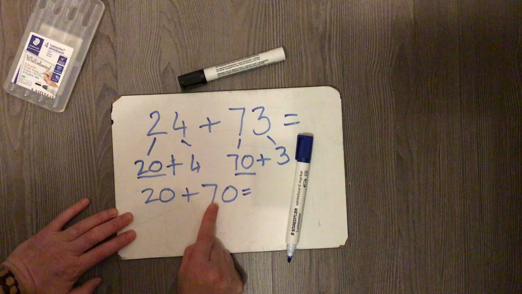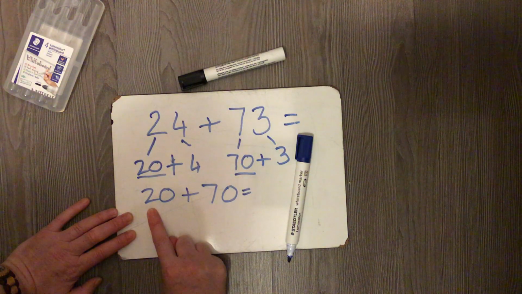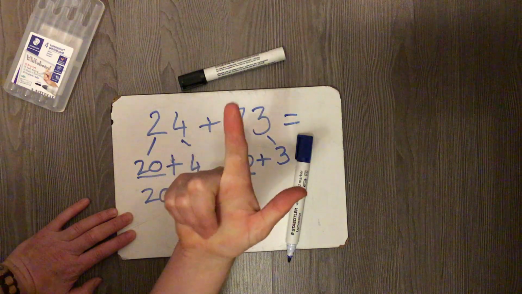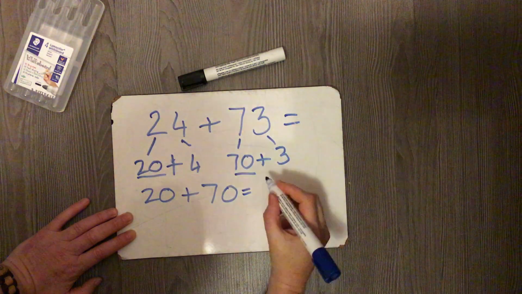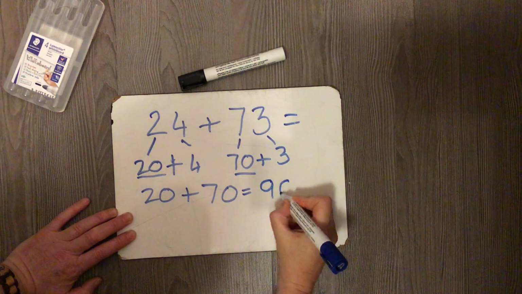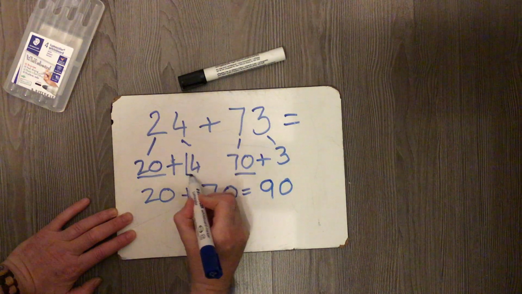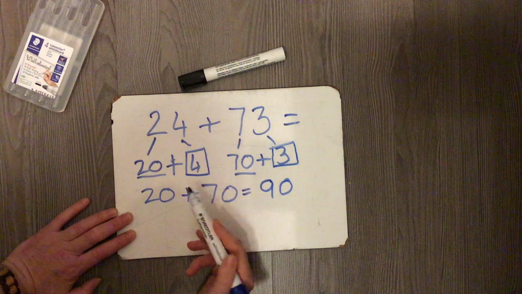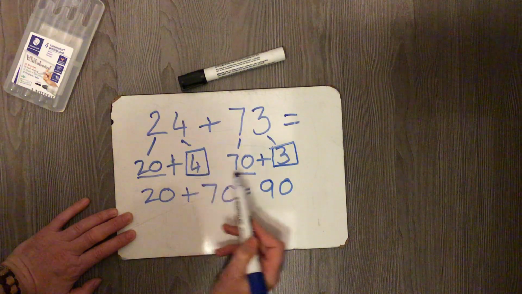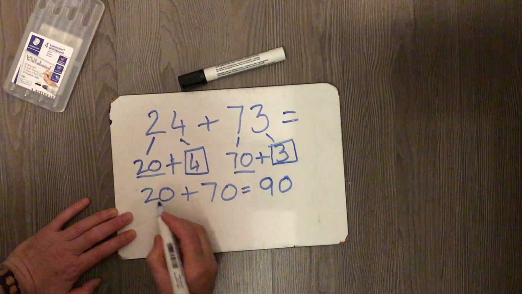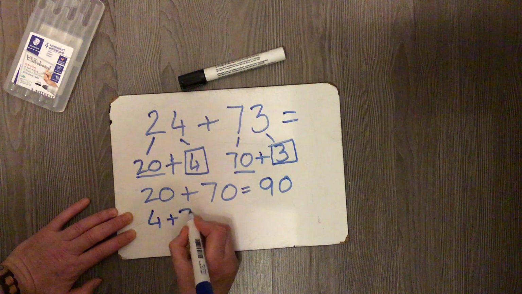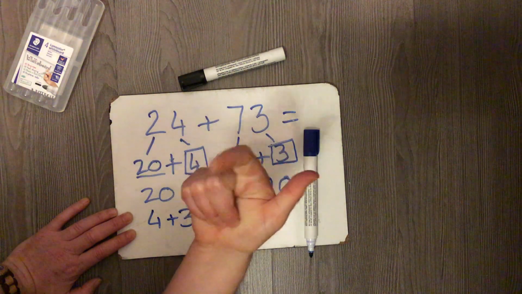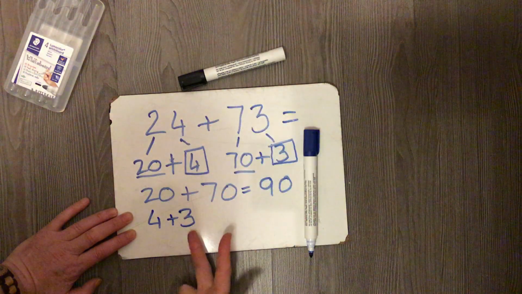And how much am I going to count on? 20. So we have 70, next 10, 80, 90. 20 plus 70 equals 90. And then I'm going to go back and take the units. So I have 4 plus 3. Start with the bigger number, 4, 5, 6, 7, because I need to add 3 to it.